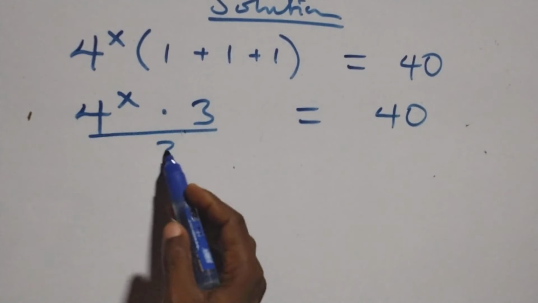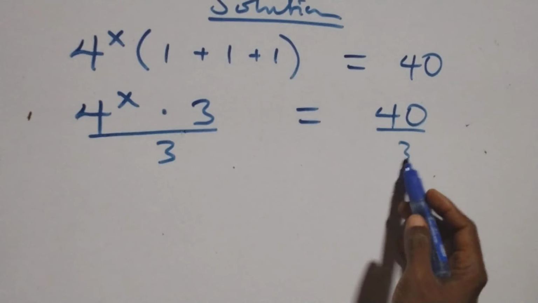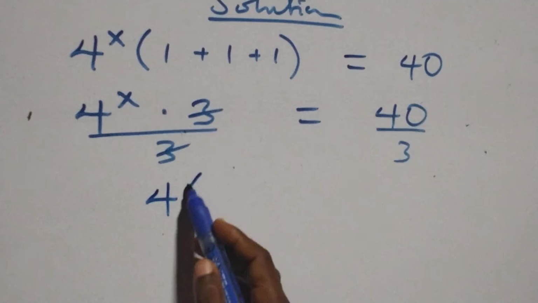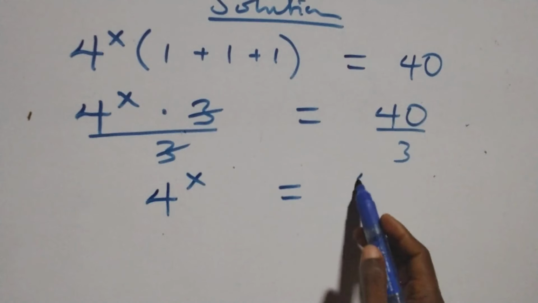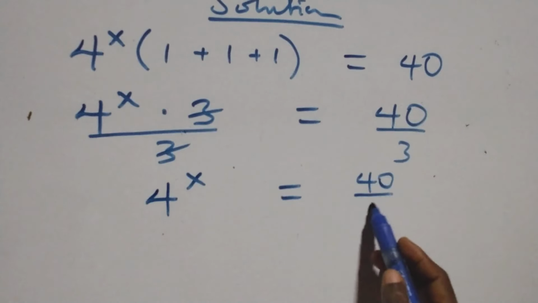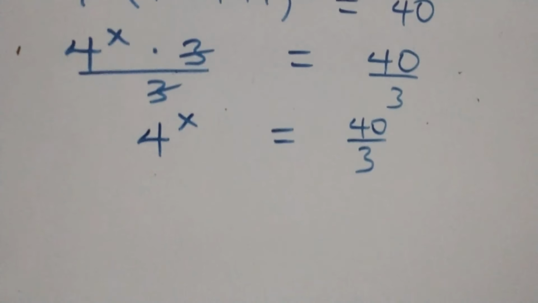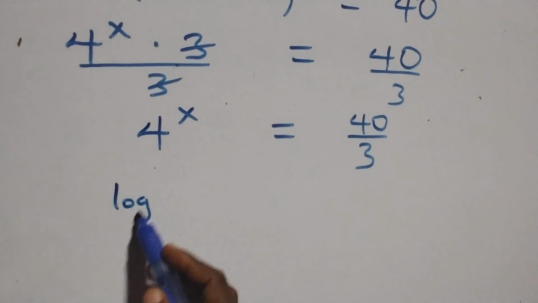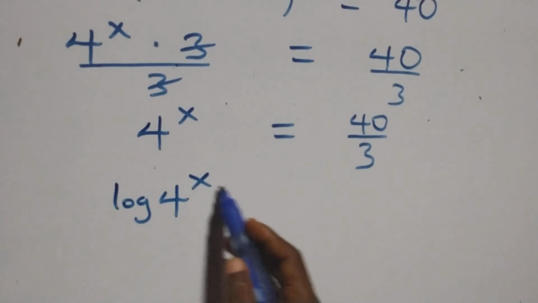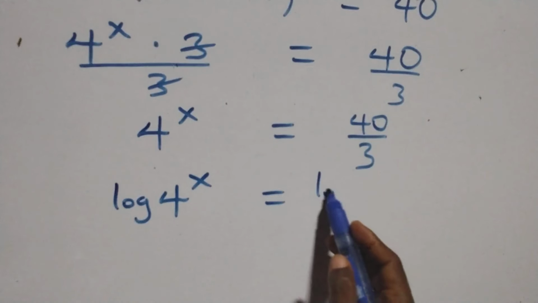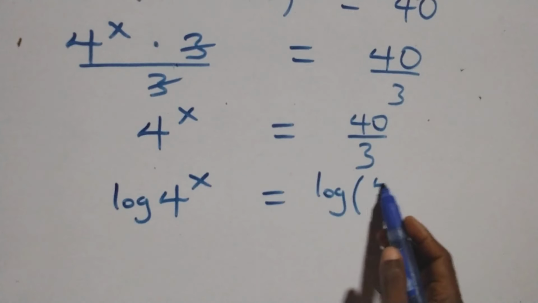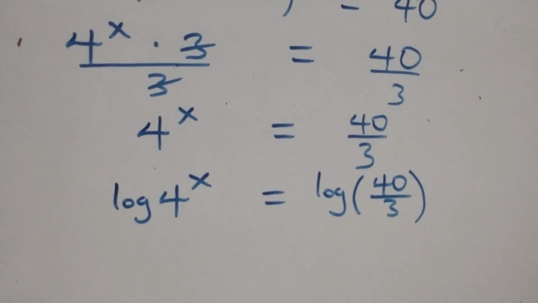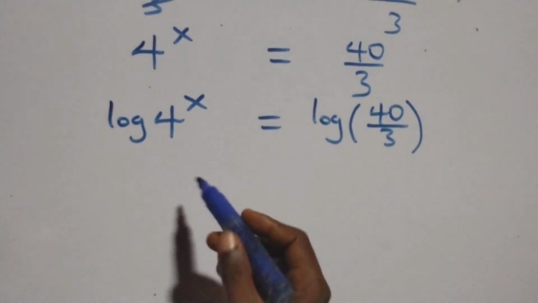The next step here, divide both sides by 3. That is, divide this side by 3, also divide this side by 3. Here, 3 cancel each other. You have 4 raised to power x equals 40 over 3. Next step, you take the log on both sides. That is, here we have log 4 raised to power x equals log 40 over 3.